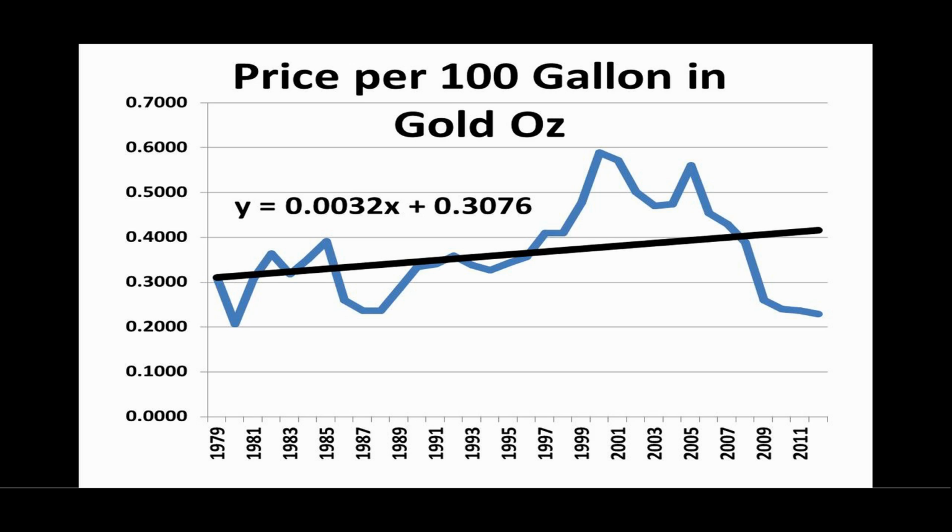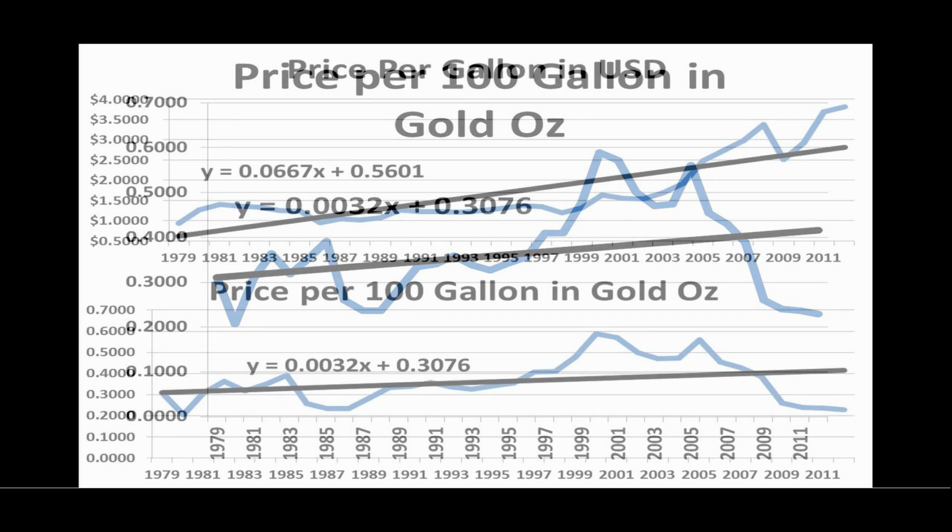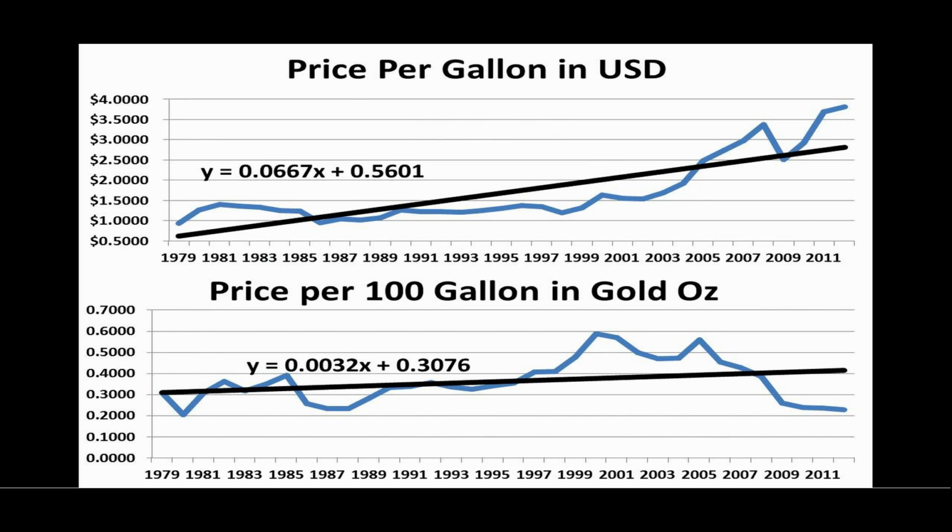So if in 1979 you had to pay 0.307 ounces of gold for 100 gallons of gas, the next year, 1980, you'd have to pay 0.310 ounces of gold, and the next year 0.313, and so on. So you see the change there is not nearly as much as it was when we were looking at the price of gas in terms of US dollars, when you had to add 7 cents on that second year after it was 56 cents. So there's a very noticeable difference between the two.